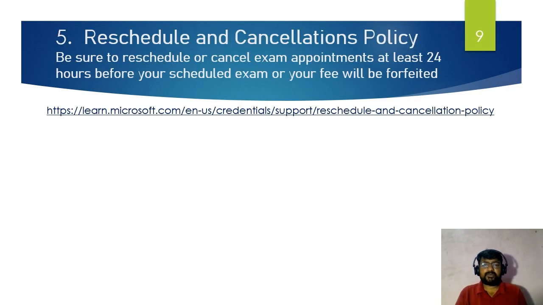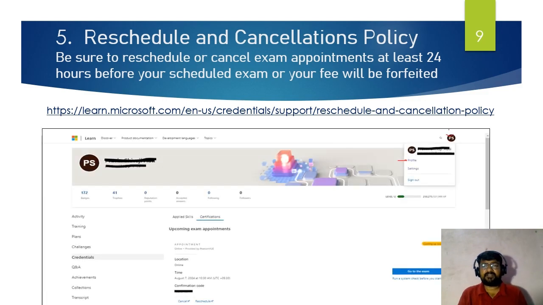Tip number 5, reschedule and cancellation policy. Be sure to reschedule or cancel an exam appointment at least 24 hours before. To reschedule the exam or cancel any examination, you must do it at least 24 hours before. For that, I have given the link for you. You need to go to your Microsoft profile and check the credential. Under that, you can check the upcoming appointment.